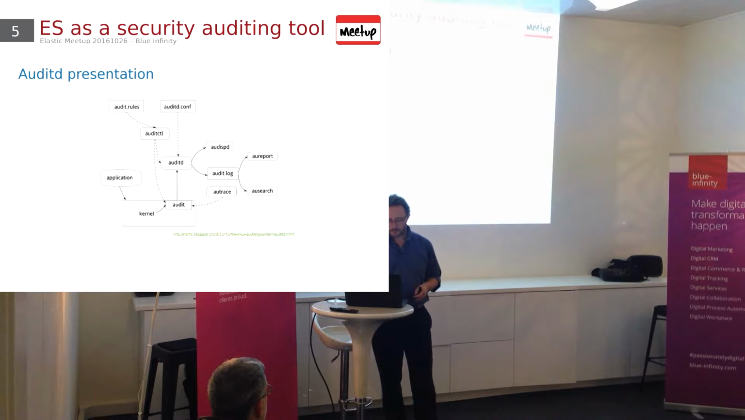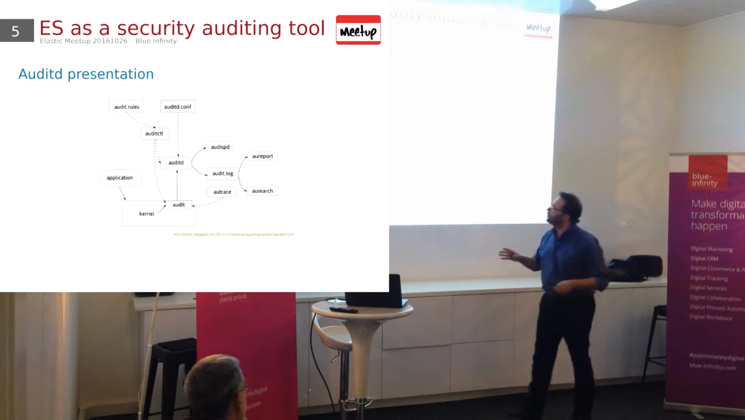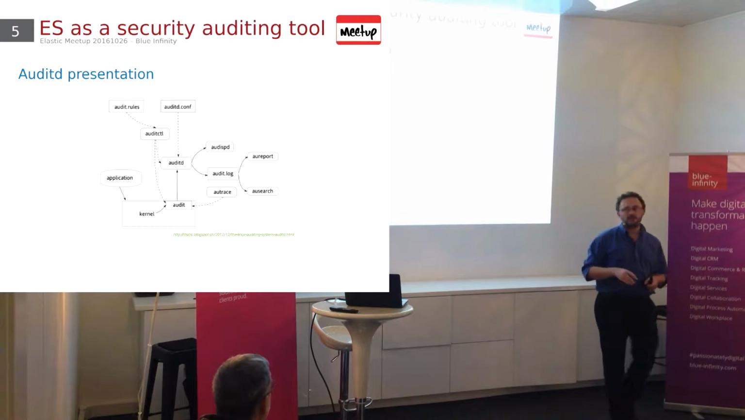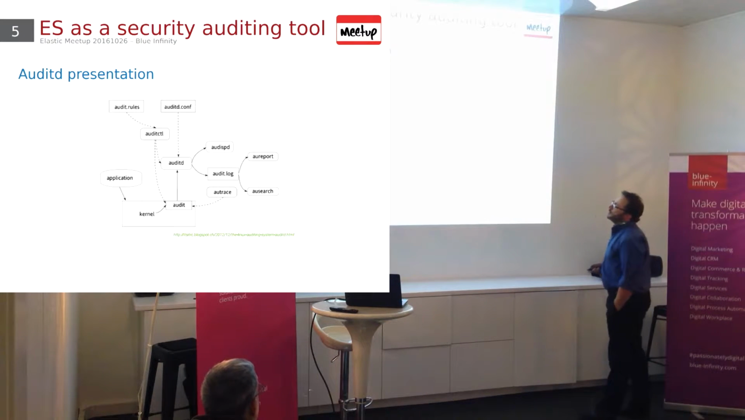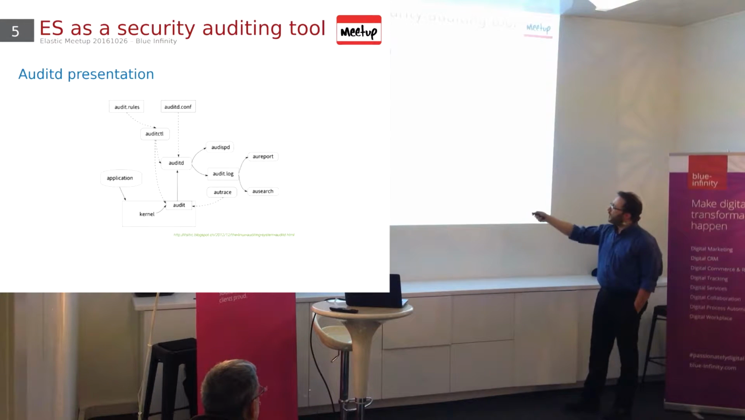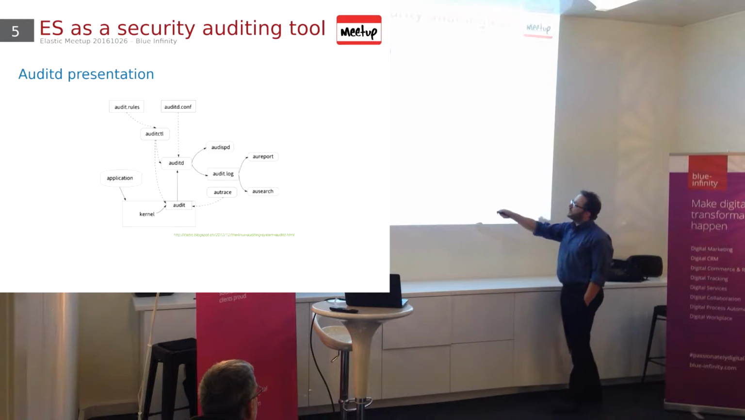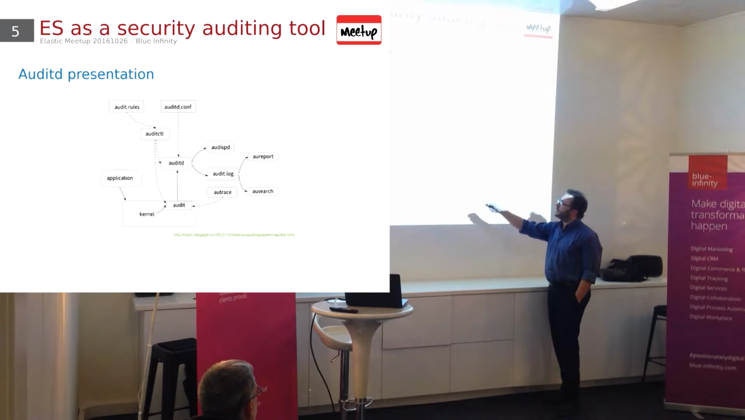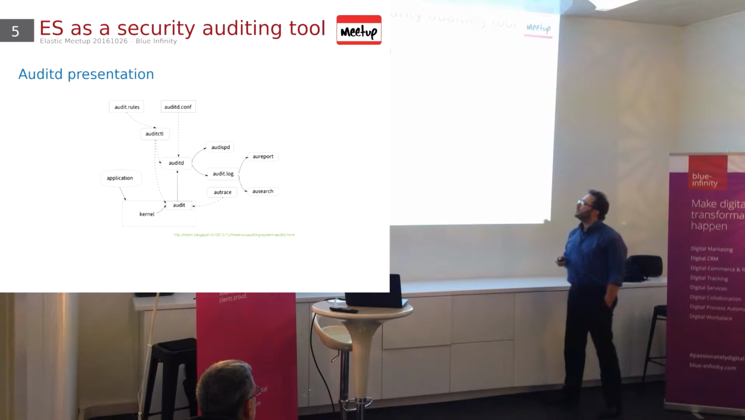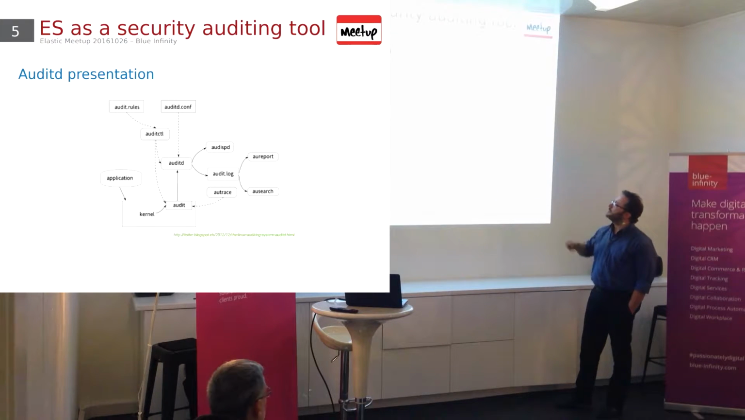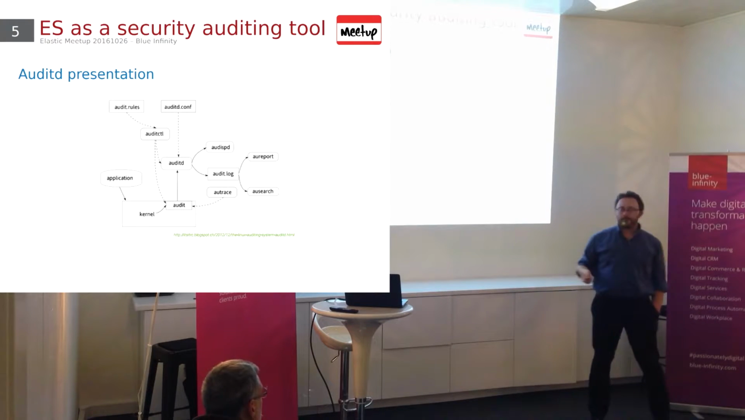So how does that work? I just want to make a quick presentation of how audit works, because that's important to understand the solution. Audit is a user space daemon and a kernel module. Whatever happens on the machine is sent by the kernel to the audit daemon. The audit daemon has a set of rules that the super user writes, and these rules tell audit what to log and what not to log.